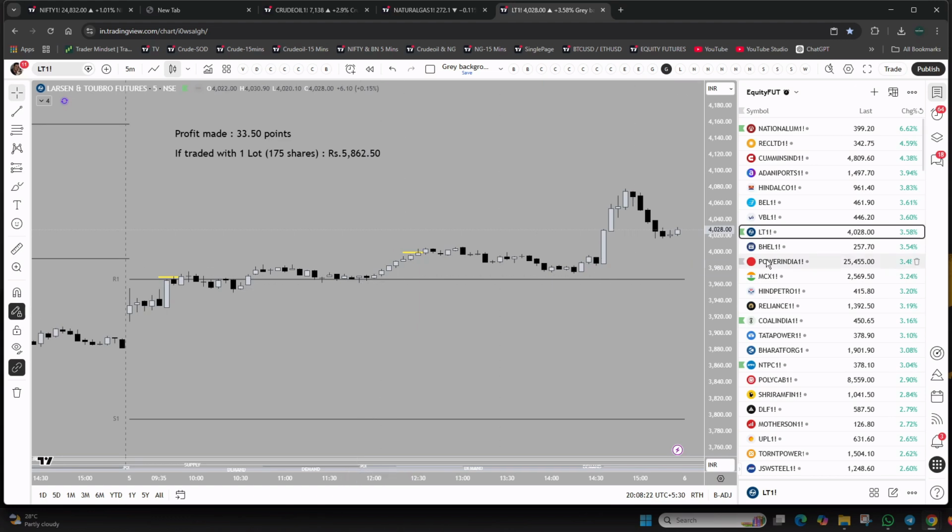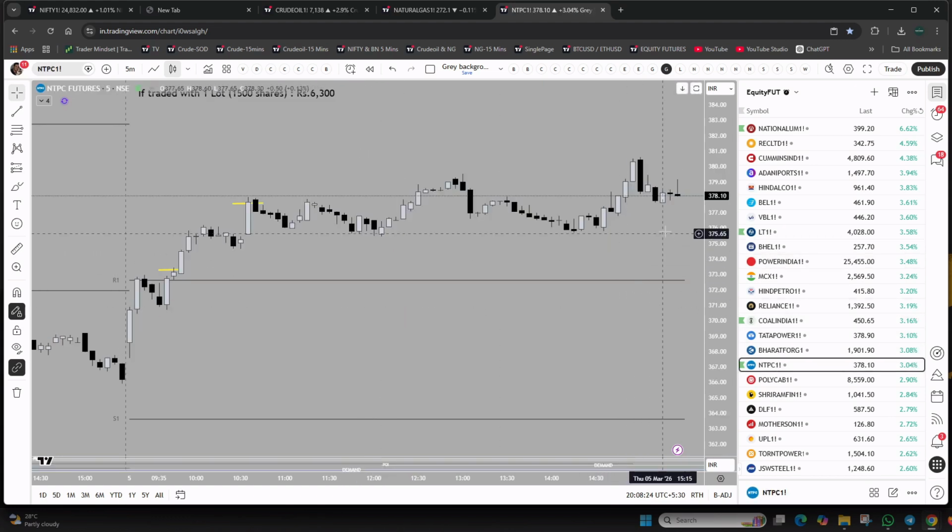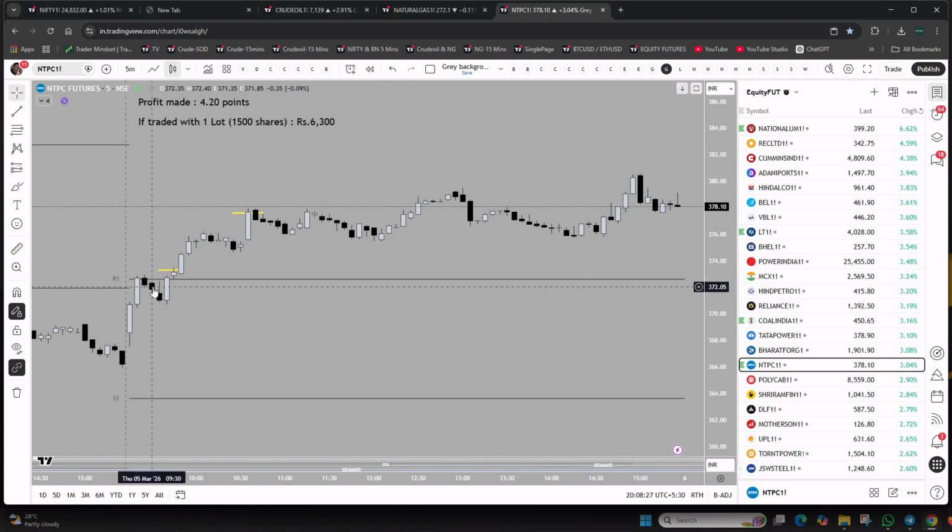Okay, next was NTPC. Again, the same story. The R1 was breached at the 9:40 candle. I missed the 9:20 candle, or else I would have taken my entry at the 9:25 opening price itself. But I missed it here, so I traded here. So the entry price was 373.40, and I waited for 377.60, booked around a 4 points move.